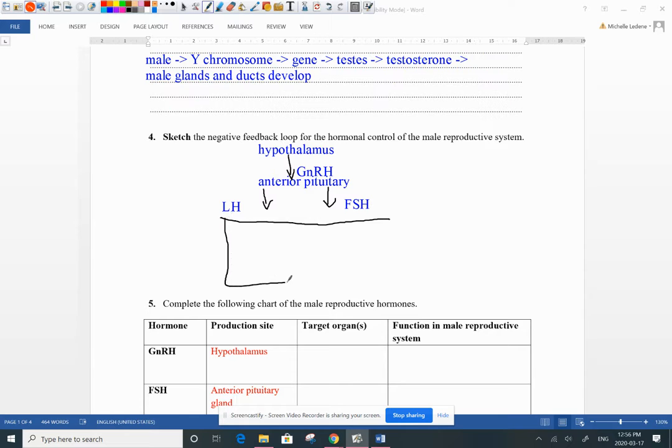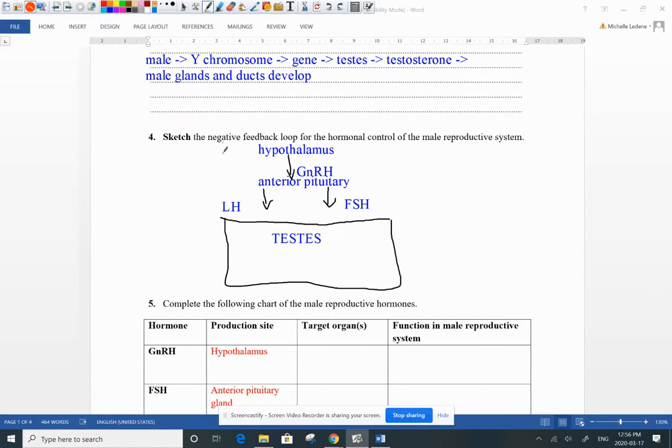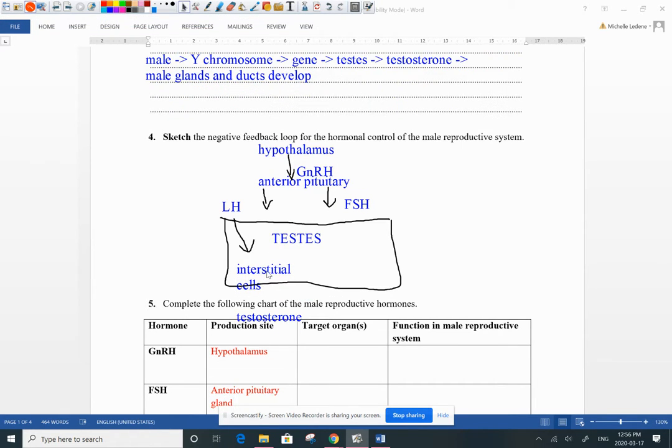So both of these hormones are released and they float through the bloodstream to act on the testes. All right, so in the testes, the hormone LH acts on those cells that are outside of the seminiferous tubules, the interstitial cells, to cause the production of the hormone testosterone. Okay, so the interstitial cells are the hormone secreting cells, and here we have the interstitial cells producing testosterone.